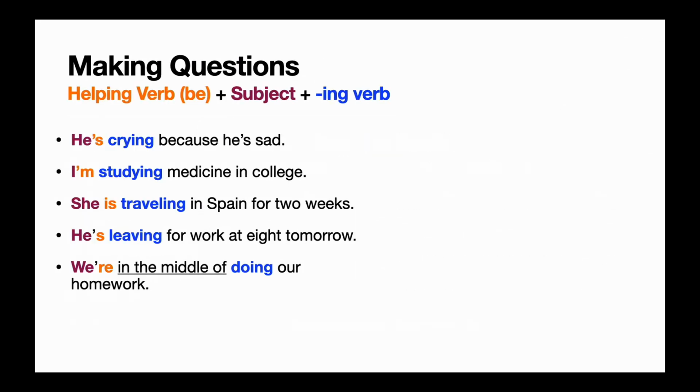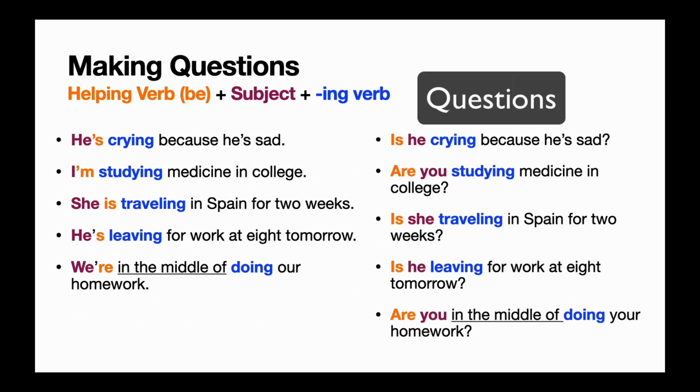Okay, the last thing we'll talk about today is making questions. And to make questions using the present progressive form, we just put the helping verb in front of the subject and then follow it with the ing verb. We talked about this a little bit in grammar lesson 10 when we talked about making questions. And this is the same thing because the verb will come first and then the subject. So to change these sentences into questions, we would just move the helping verb in front of the subject.